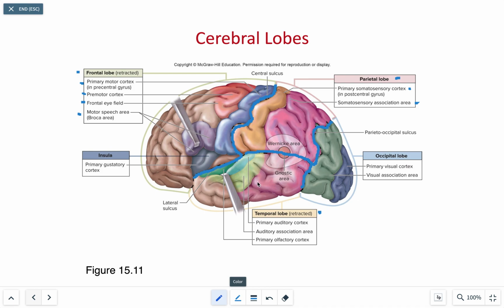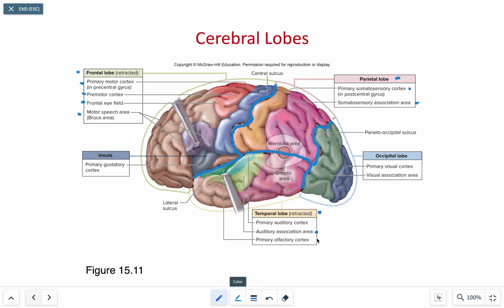It's mainly meant for hearing and smelling. We have a couple of association areas. So the first association area is the dark green area. And this auditory association area, located in the temporal lobe, is storing memories of sound.